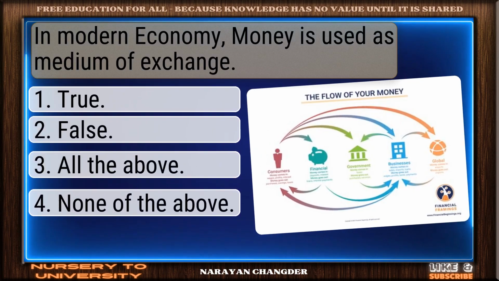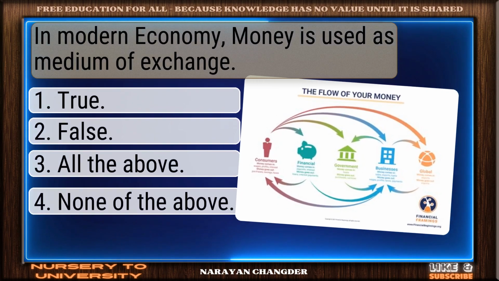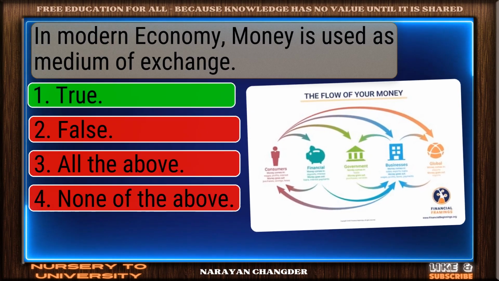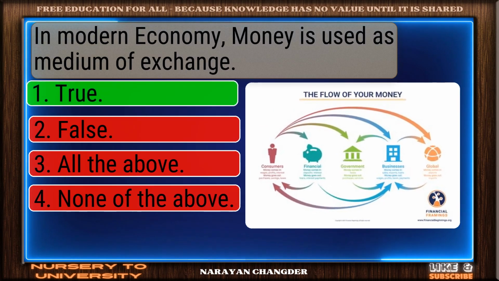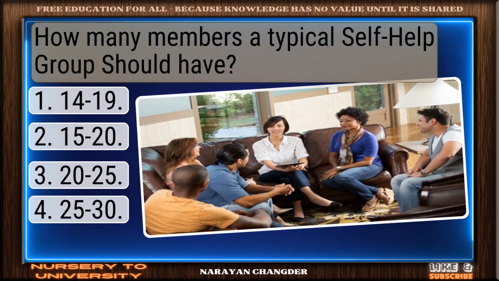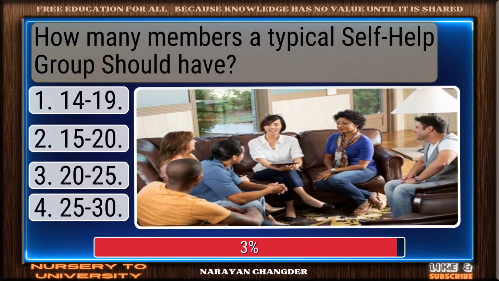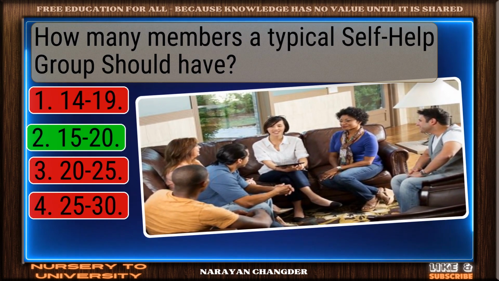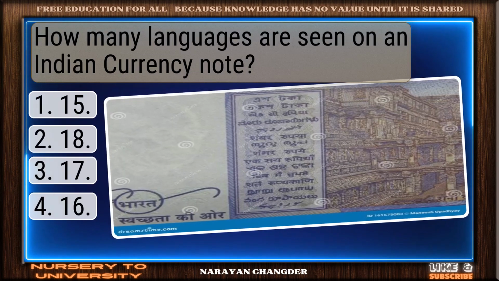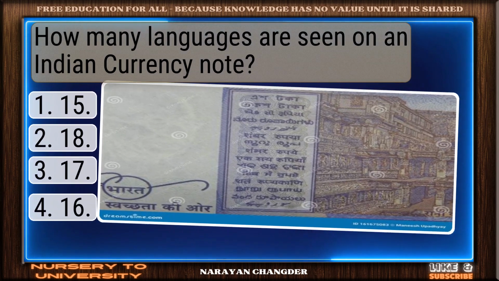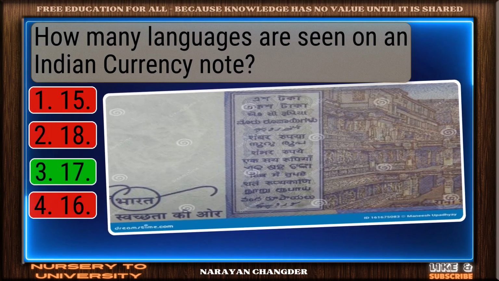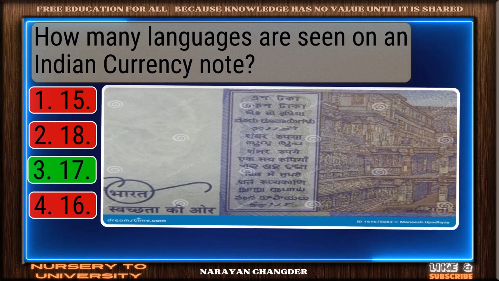In modern economy, money is used as medium of exchange. Nicely done. True is solid. How many members should a typical self-help group have? You're right. 15-20 is correct. How many languages are seen on an Indian currency note? Excellent. 17 is well reasoned.